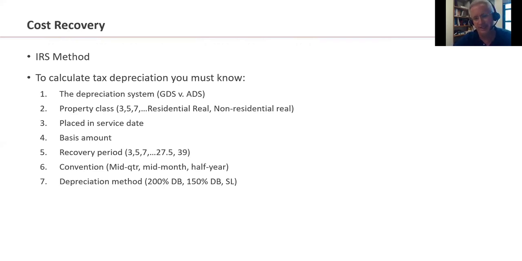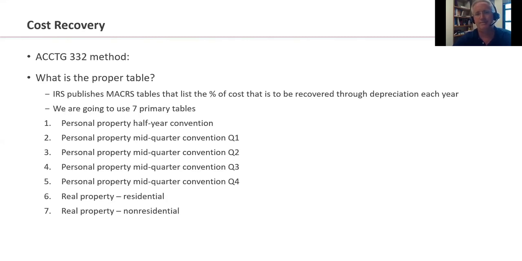You have to know the depreciation system. Then you need to know the property class. Then you need to know when it was placed in service. You need to know the basis amount, the recovery period, the convention, and the depreciation method. That's the IRS method. What's my method? What's the proper table? Done. We're done. We just have to figure out what is the right table to use.